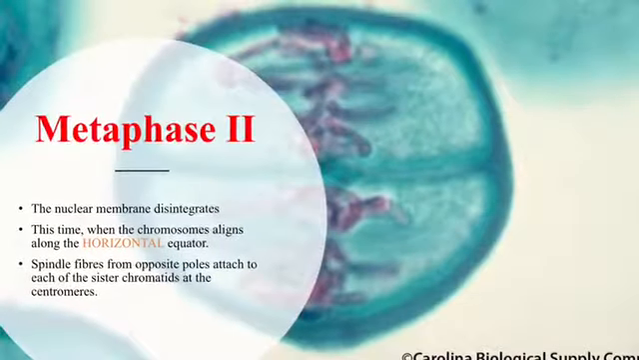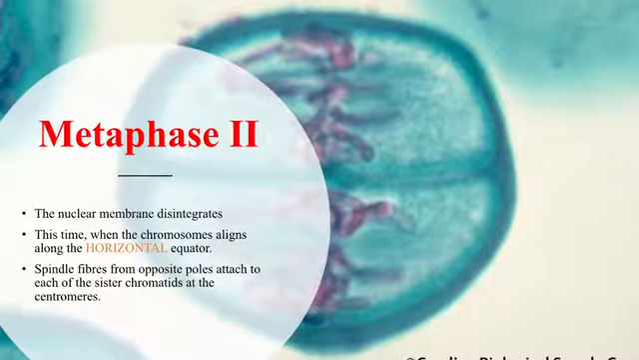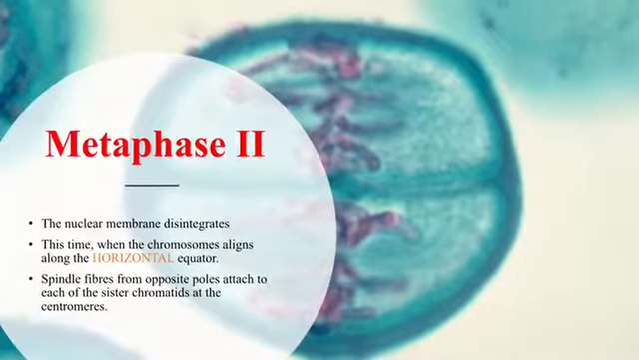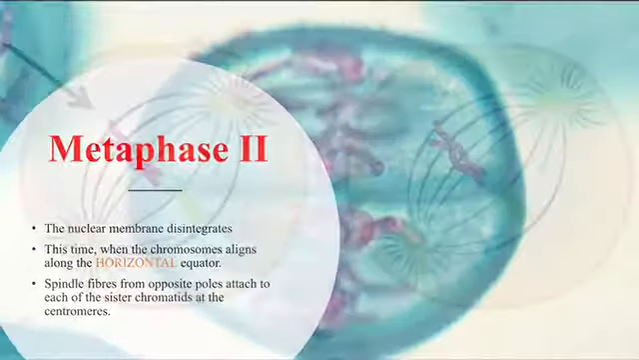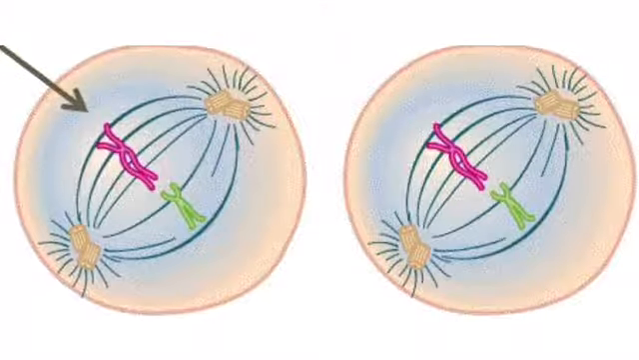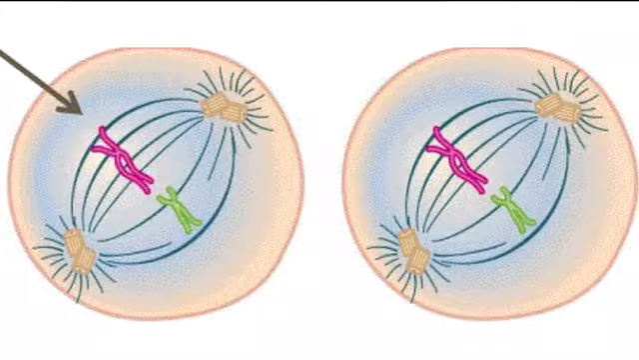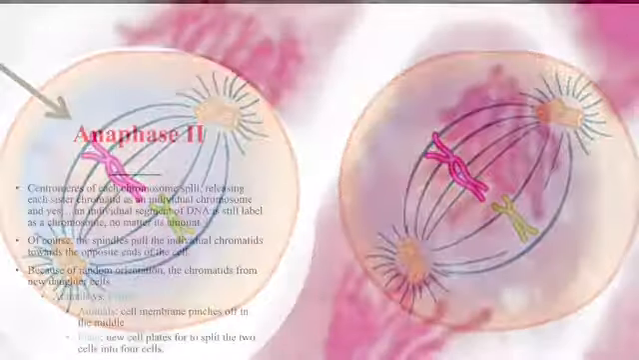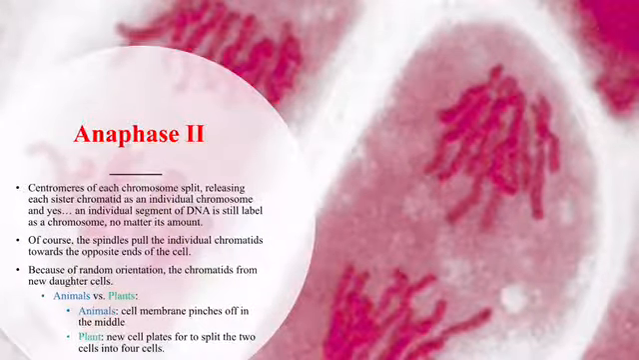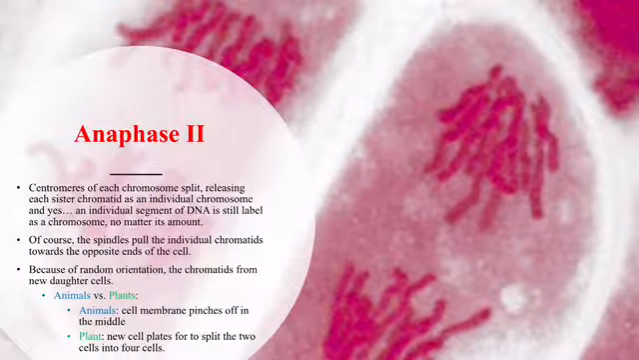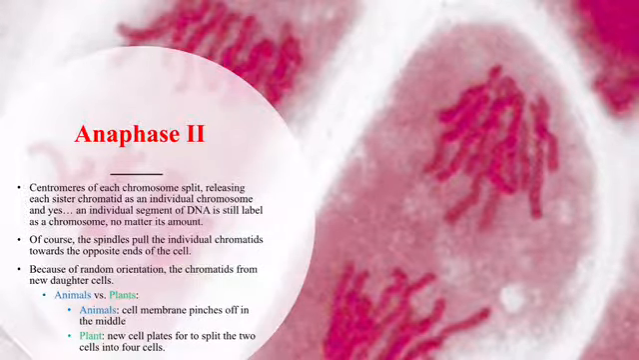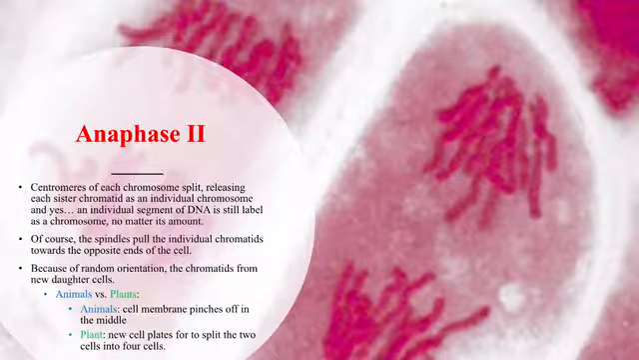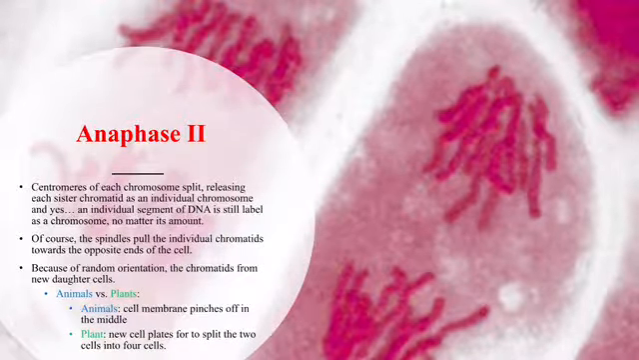Metaphase 2, the nuclear membrane disintegrates. This time, when the chromosomes align, they align along the horizontal equator. Highlight this, horizontal. Spindle fibers form from opposite poles attached to the sister chromatids at the centromeres. Anaphase 2. So the centromeres of each chromosome split, releasing each sister chromatid as an individual chromosome. And yes, an individual segment of DNA is still labeled as a chromosome, no matter its amount.